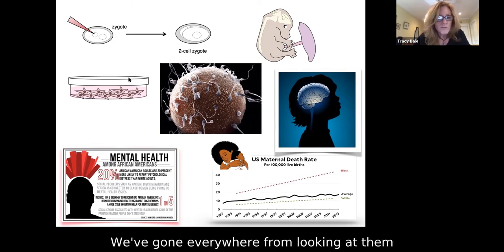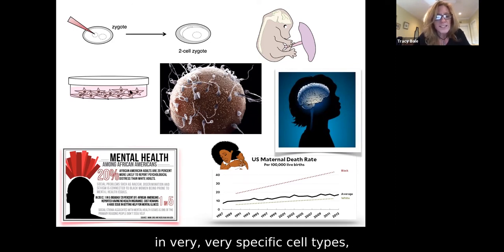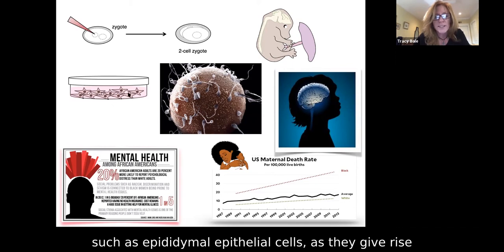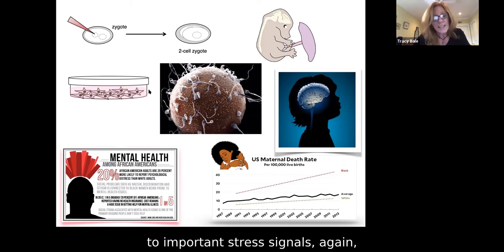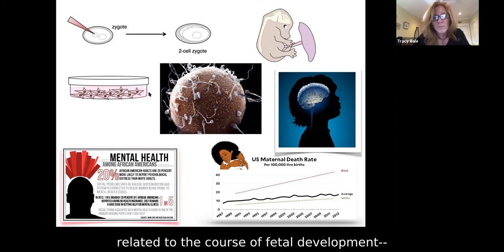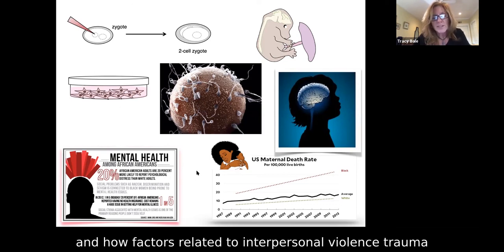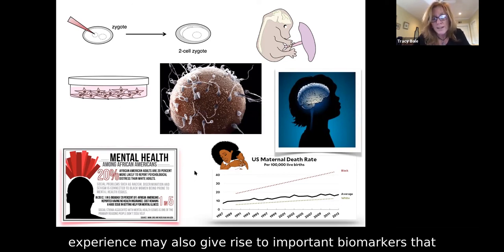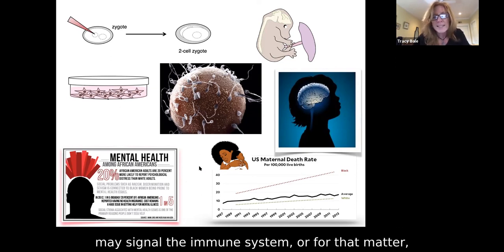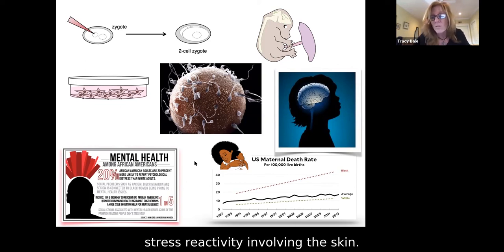We've gone everywhere from looking at them in very, very specific cell types, such as epididymal epithelial cells, as they give rise to important stress signals, again, related to the course of fetal development, probably the rate, but also in relationship to discrimination stress and how factors related to interpersonal violence trauma experience may also give rise to important biomarkers that may signal the immune system, or for that matter, stress reactivity involving the skin, studies we're following up on.